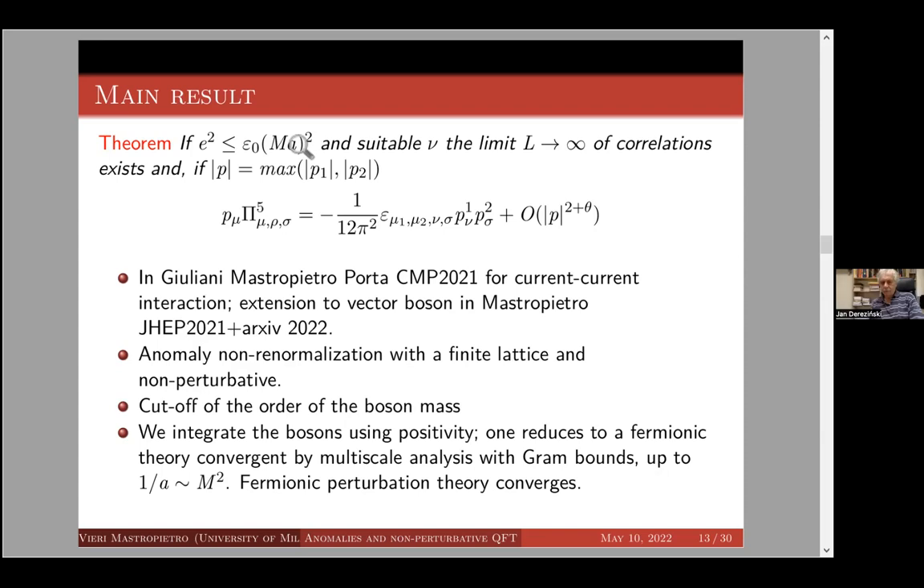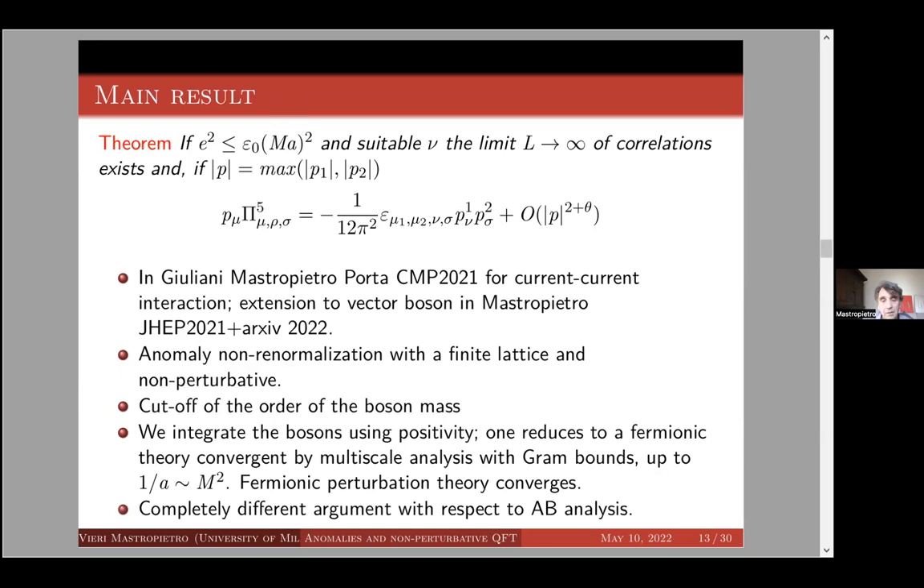Okay. Yes, P is small, yes. Okay, so of course one would like to have A much smaller than this, right? One would like to remove this condition. To do that, you need the multiscale analysis also for the bosons, but I will comment on that. So the proof is completely different with respect to the one of Adler and Bardeen.